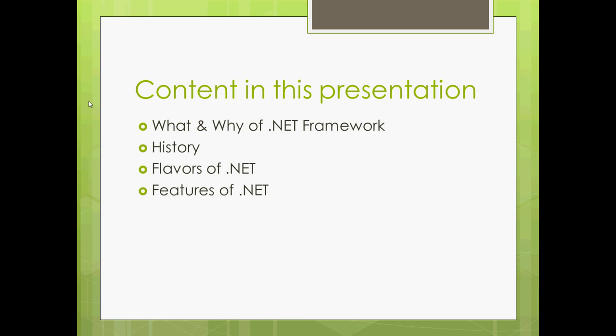As for this first session, I will only talk about the very beginnings of the .NET framework, like what exactly the .NET framework is, why there was a need to develop it, and I'll give you a very brief history of .NET. Then I will talk about the flavors that .NET provides and also the features that it provides to the developers.